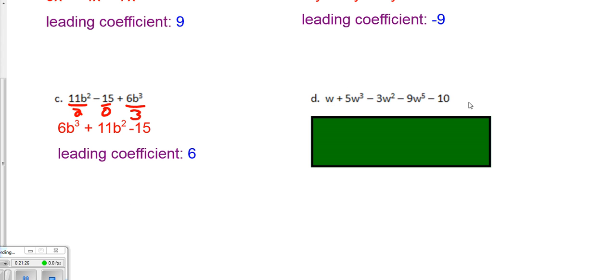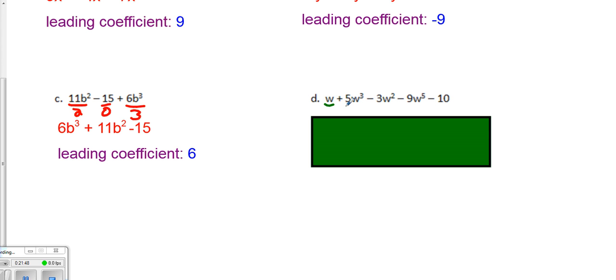Again, for D, I want you to pause the video and try this one on your own. Find how many different terms there are, find the degree of each one, and rewrite it so that the highest degree term comes first. So I'll give you a second to pause it and try this one on your own. All right, now that you've tried this on your own, let's check and see how you did.